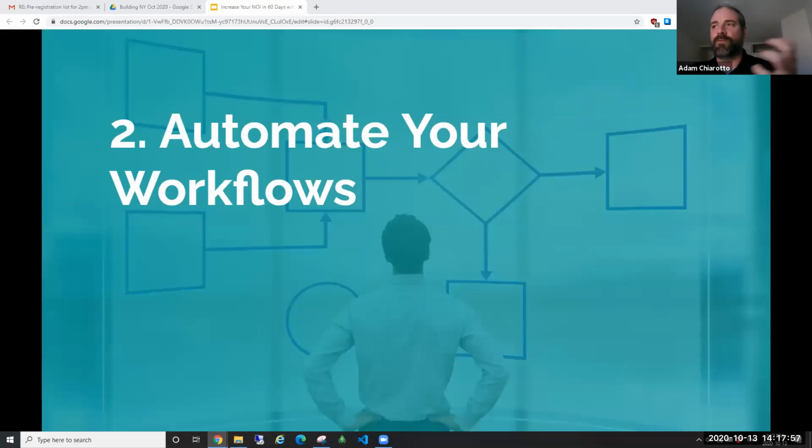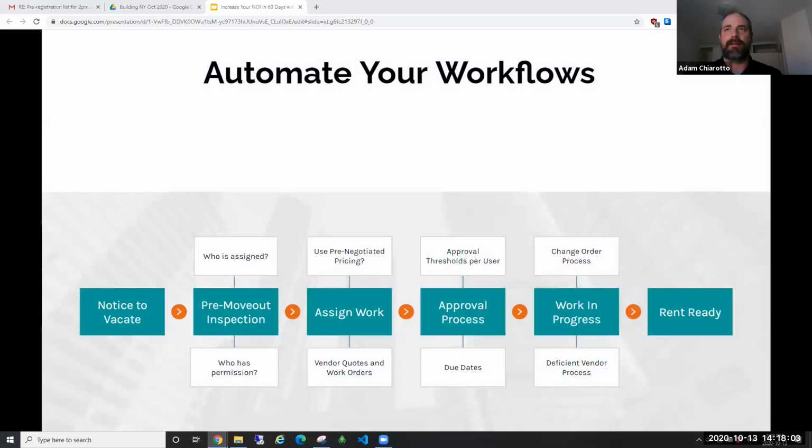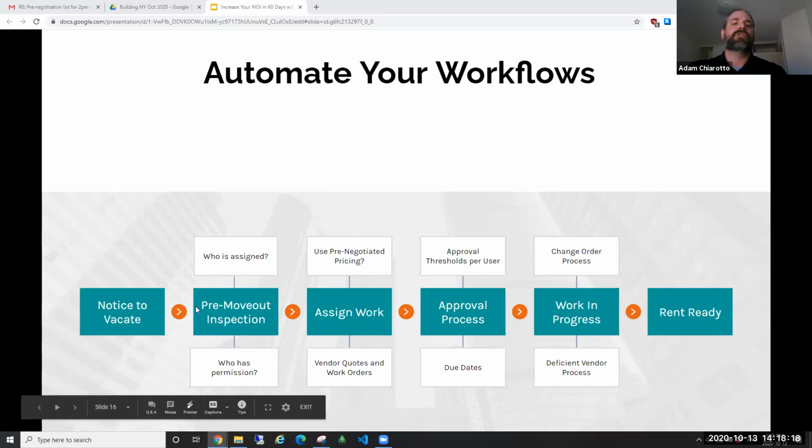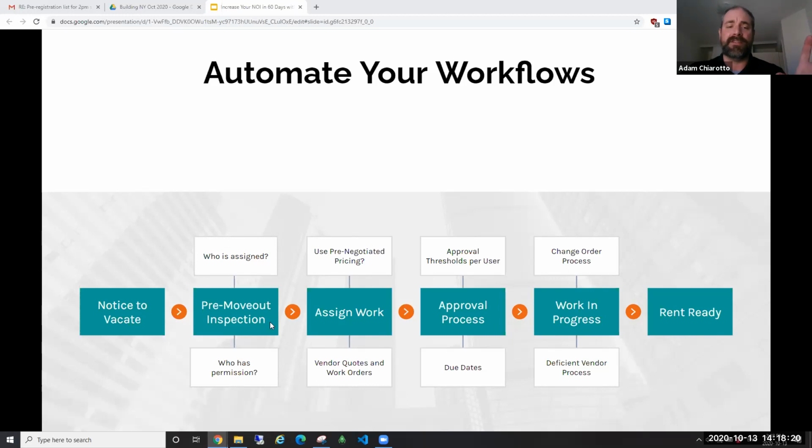The second part is where SuiteSpot really comes into play, which is to automate the workflows. Now, when I say automate workflows, I'm not saying that we're going to do things for anybody, but we're going to make intelligent decisions based on the way that you want things to work. So, for example, this is a very simplified unit turnover process. Resident gives notice to vacate. So the first thing we need to do is perform that pre-move out inspection.